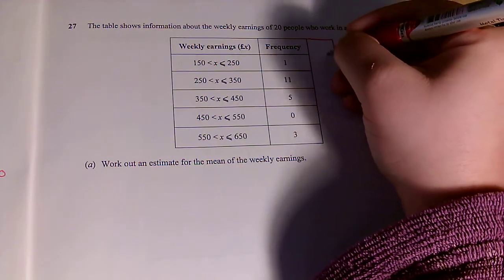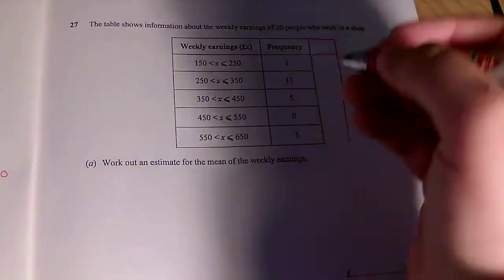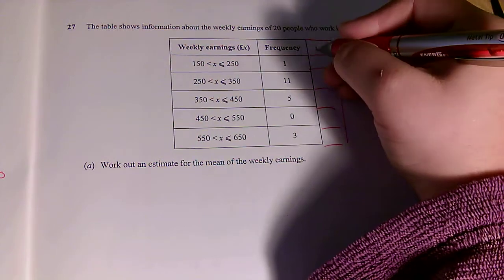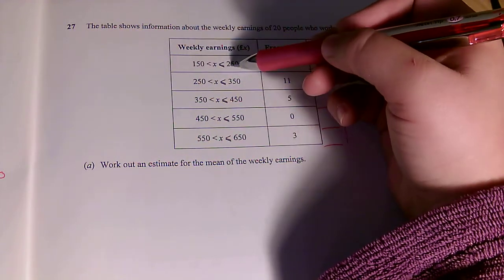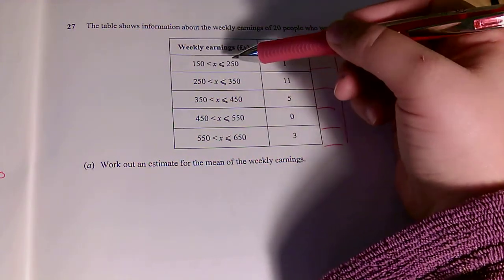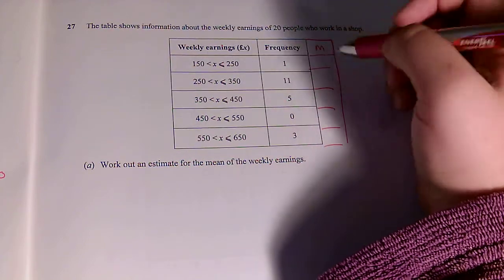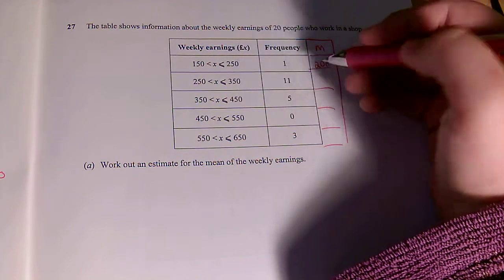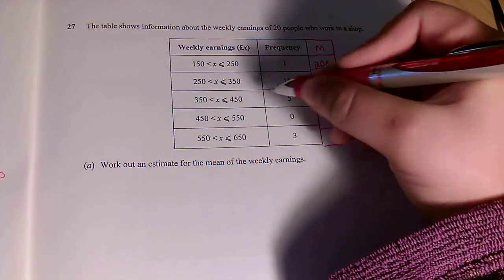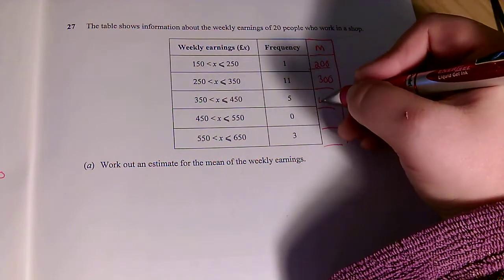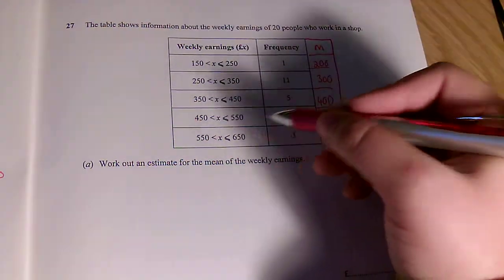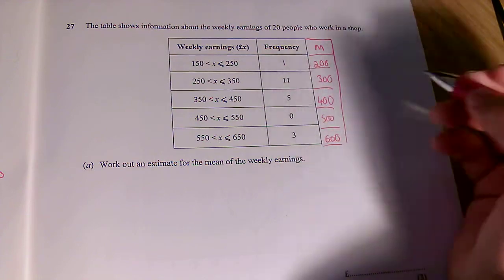I've talked about creating an extra column to begin with, and this extra column is going to be called M to stand for midpoint. So here, there's a group, and we don't want the group, we need the midpoint. So the number between 150 and 250 is 200. The number between 250 and 350 is 300. 350 and 450 is 400. 450 and 550 is 500. 550 and 650 is 600.